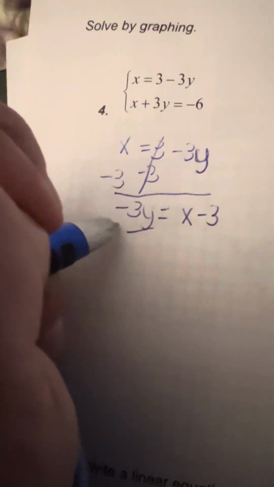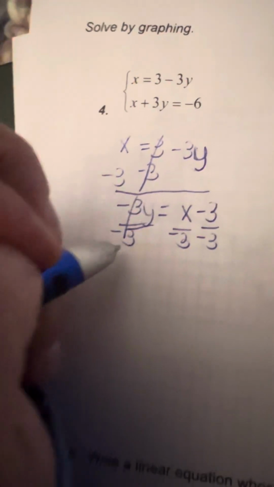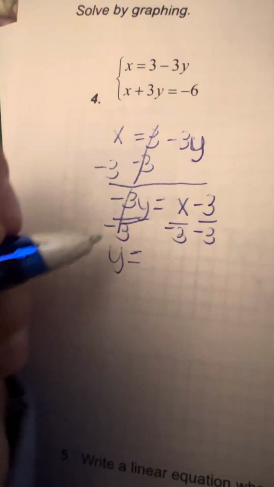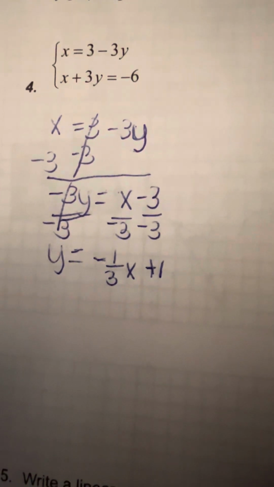And then I want to divide everything by negative 3 so that I can get ready to graph. Now the 3's are going to cancel, leaving me with just one y. Now this is x over negative 3, so that's the same as negative 1/3 x. And negative 3 divided by negative 3 is a positive 1. So now I can go ahead and graph that first one, starting with a positive 1.